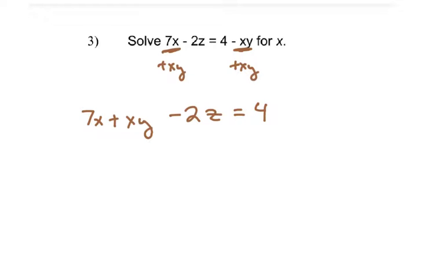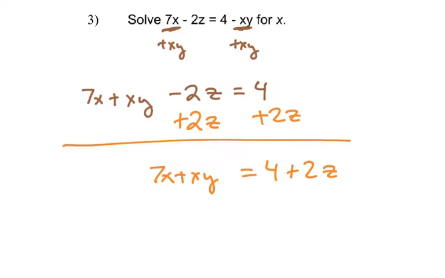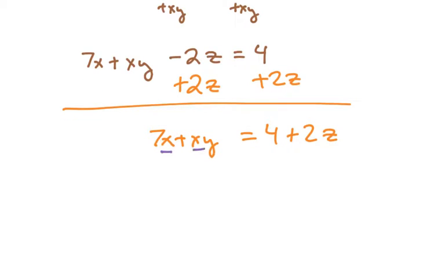Okay. Now I only want x's. So what I'm going to do now is always, if you can move the value that has nothing to do with the previous one, you go ahead and do so. So when I move the 2z, we're going to have 4 plus 2z in the back. Remember, they don't go together because they're not like terms. And here we have 7x plus xy. Okay. Now, what's my next move? Well, they both have x in them, so this is the new move.